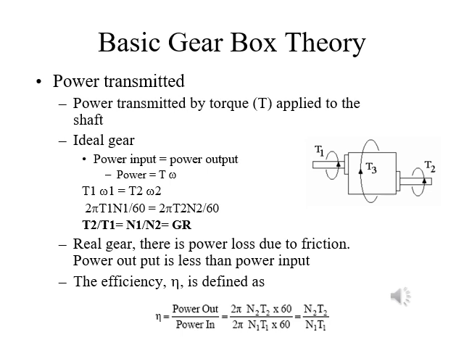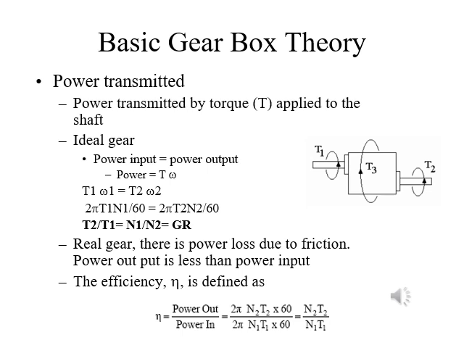So in this equation, torque 1 times angular velocity 1, the power input, is equivalent to torque 2 times angular velocity 2, omega 2. You need to convert the angular velocity by multiplying the speed by 2 pi divided by 60 seconds. The speed is N, so N1 is the input speed and N2 is the output speed. T2 divided by T1 is equivalent to N1 divided by N2, which is the gear ratio.